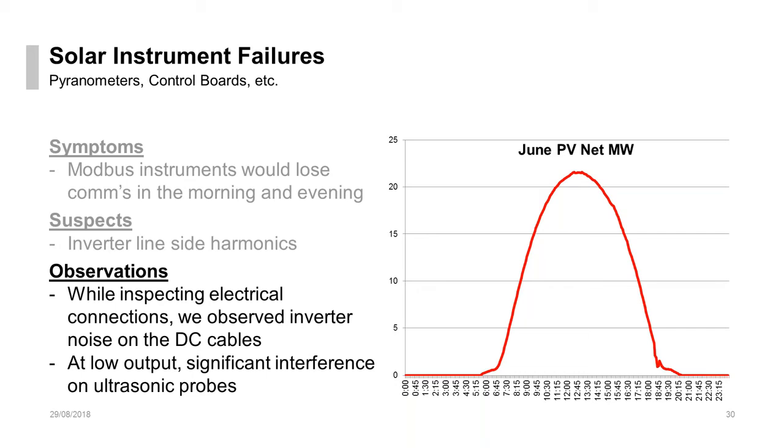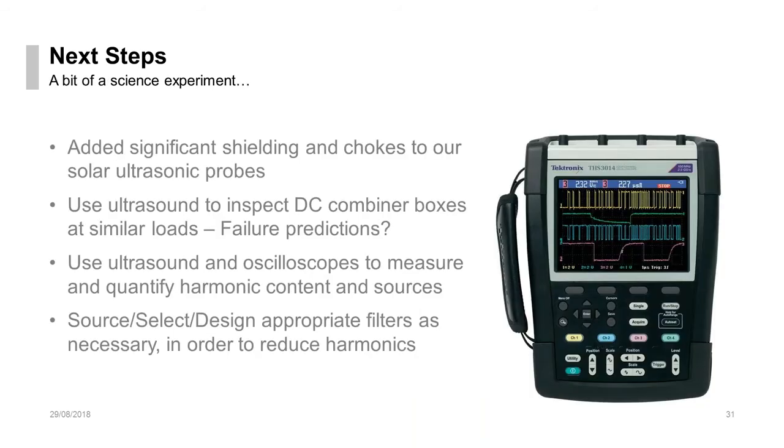the spectral analysis. So we've added some shielding and ferrite chokes to that in order to eliminate that problem. And again, this is inverter induced. So even your tooling can have some adverse effects from these inverters. So our next steps in this science experiment is, as I already mentioned, we added significant shielding and chokes to our ultra probes for solar applications.